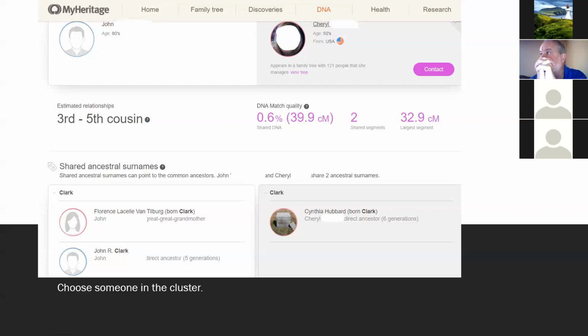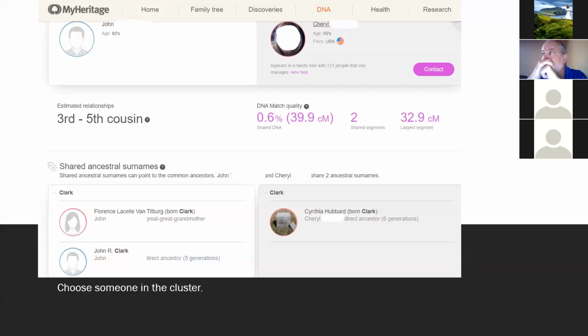Cheryl's relationship to my dad is third to fifth cousin, and you can see the DNA match is 0.6%, about 40 centimorgans over 2 segments, but the largest one is almost 33 centimorgans. That's pretty good. If you have a match where your largest segment is 7, move on. So don't try to figure too much into the 7s unless you've got a large cluster and you can tie some people together. But 32 is a good chunk.